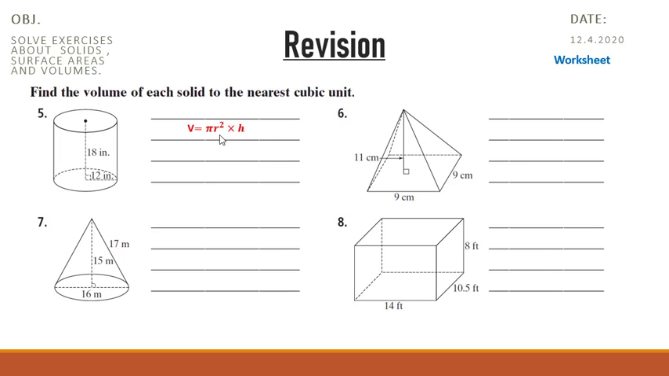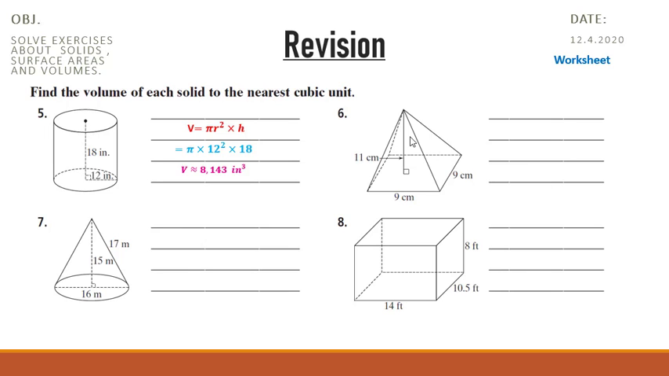So we have pi multiplied by the radius squared, the radius is 12, so 12 squared, and multiplied by the height, which is 18. Use your calculator. It will be 8,143 cubic inches approximately, of course. Okay, guys. In number 6. Okay, Saad. Thank you, Saud.